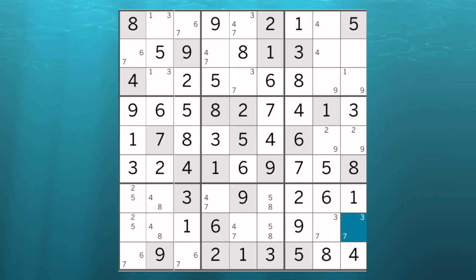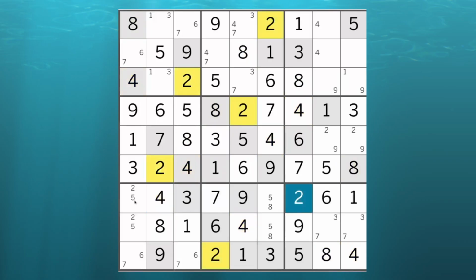If the 7's in the middle here, that can't be a 7. That has to be a 4. That has to be a 7. If that's a 4, that has to be an 8 and that a 4. That's a 2. That can't be a 2. That has to be a 5 and that a 2. That's an 8. That has to be the 5 and the 8.